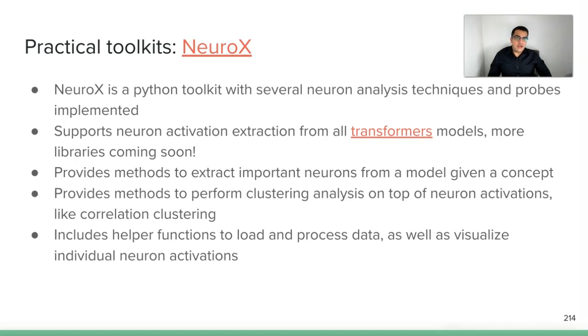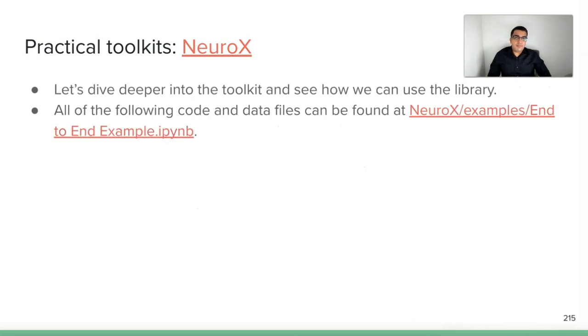is NeuroX, which has been released by our group here at QCRI. NeuroX is a neuron analysis focused package that implements several techniques from the ones we have seen today. It also provides easy-to-use extraction modules for all transformer models, with support for other libraries coming very soon. The entirety of neuron probing and correlation clustering that we have seen today can also be done using various methods provided in this toolkit. Let's take a closer look at some of the methods that we can use and process some actual toy data through the entire pipeline.